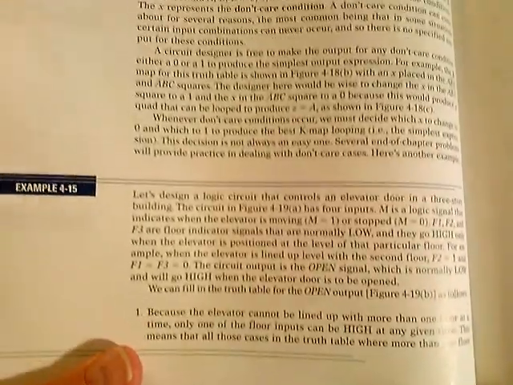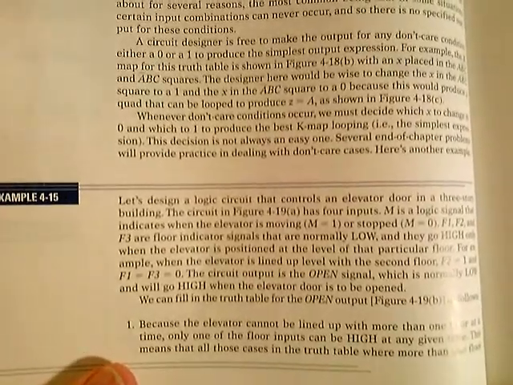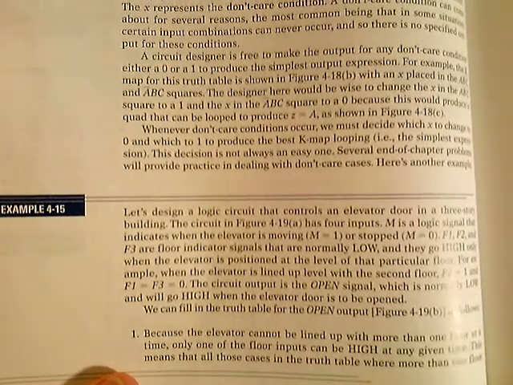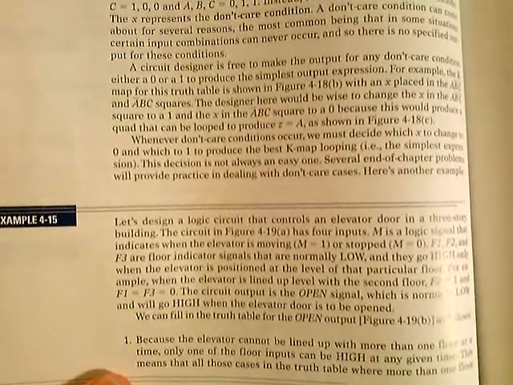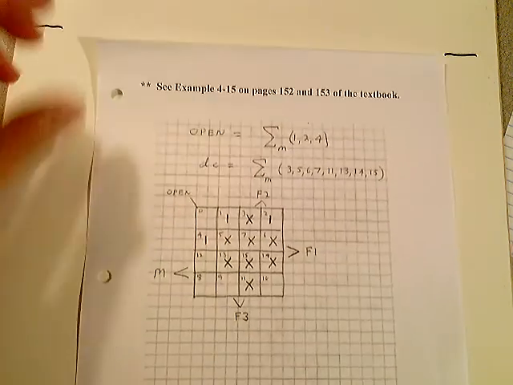In your textbook on pages 152 and 153, there's example 4.15. If you have a different version, this is the example we're looking at here. It says, let's build a logic circuit that controls an elevator door in a 3-story building. So I want you to look that example over. Get your textbook out and look it over, and the design of that problem looks like this.